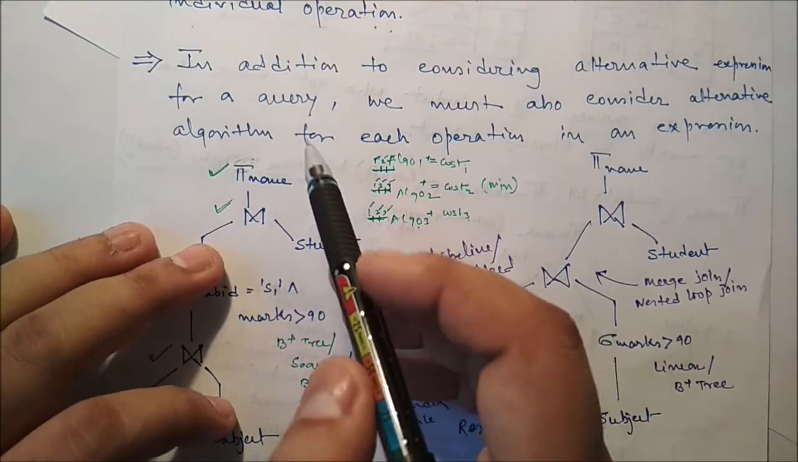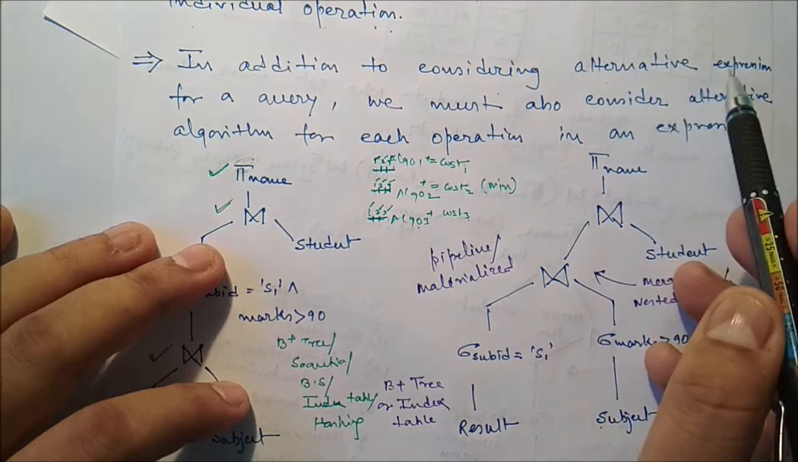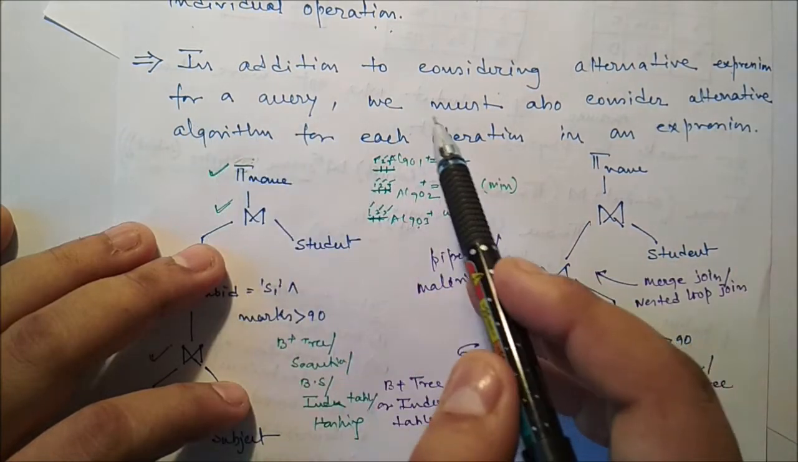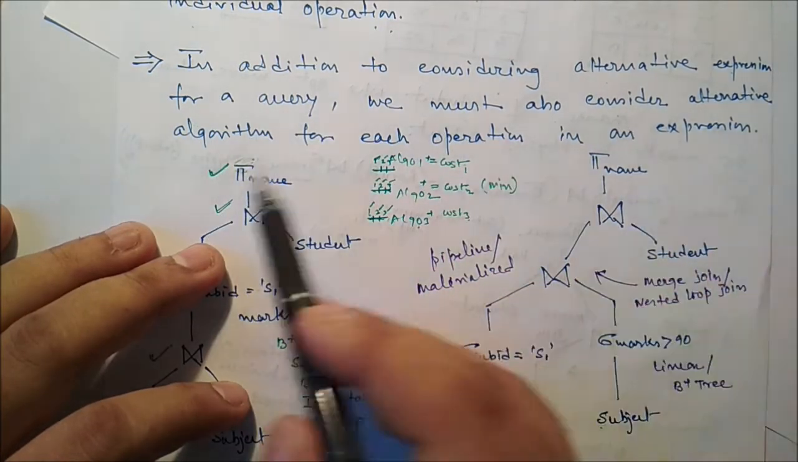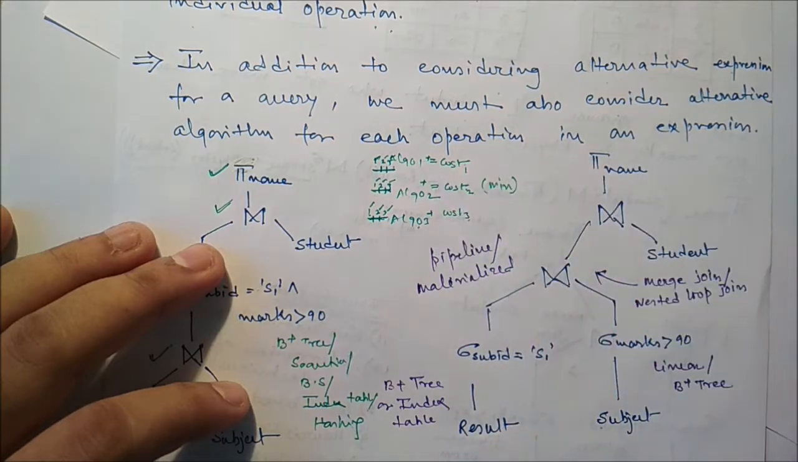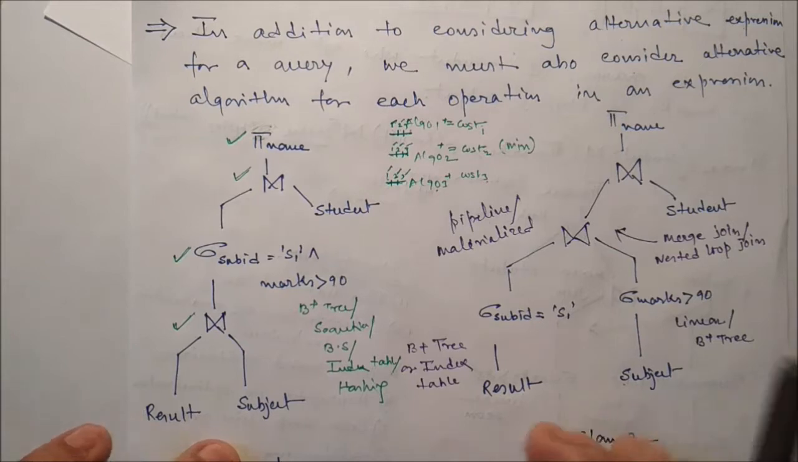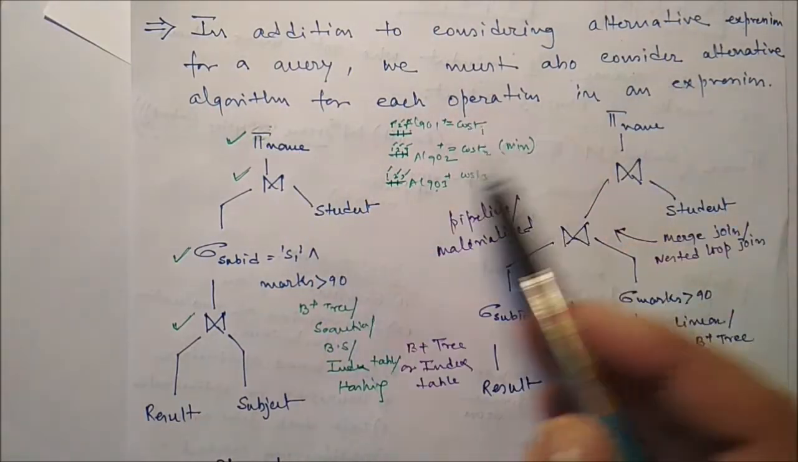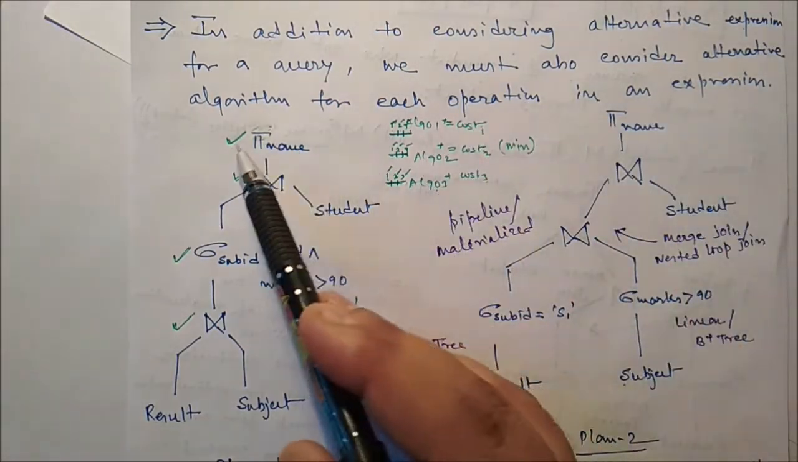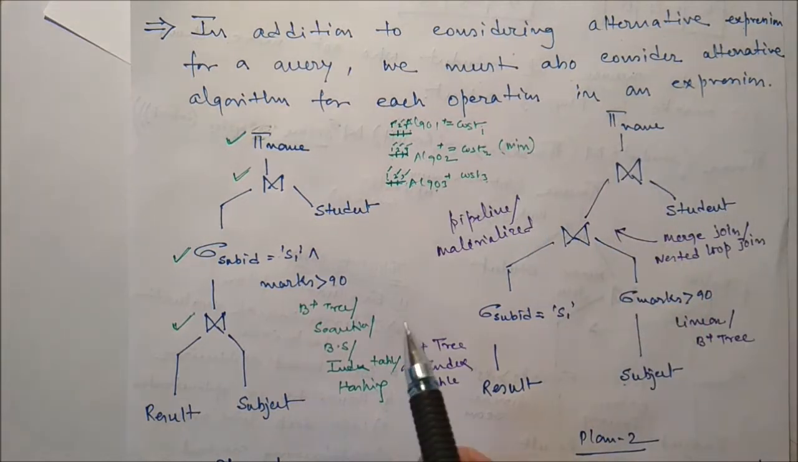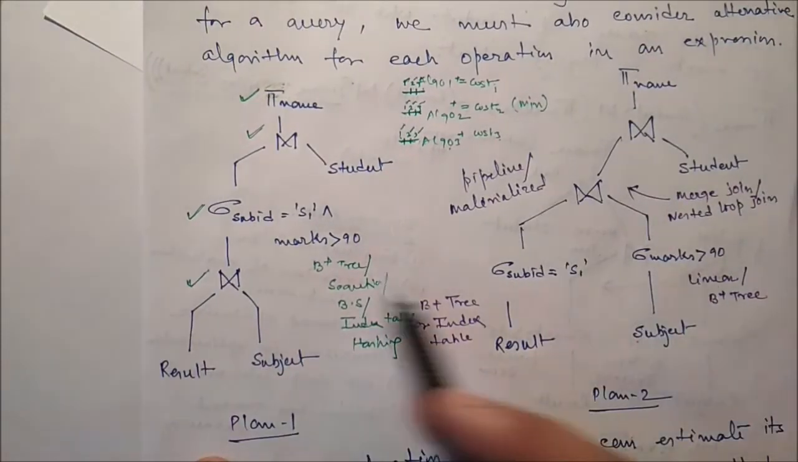Now, in addition to considering alternative expressions for a query, we must also consider alternative algorithms for each operation in an expression. Now see, this is for the same query. Here two evaluation plans are there. So we have seen the query.